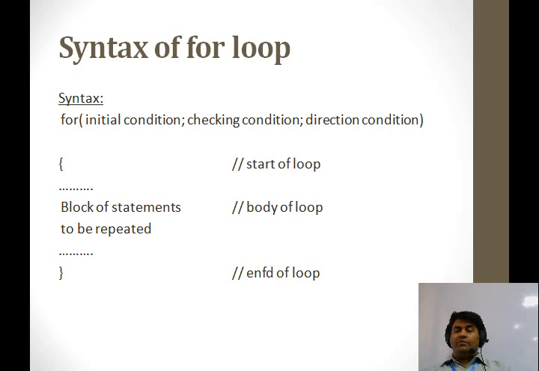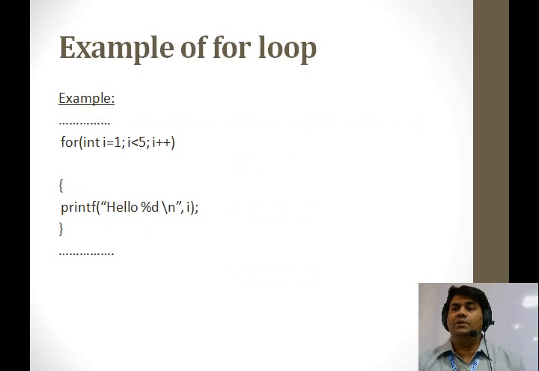As you can see there, a for loop, and within the brackets you have the initial condition, test condition and the direction condition. The loop starts from the curly brace open, and it ends at the curly brace closed, and in between these braces there is the block of statements which you want to repeat. So this block of statements will be repeated based on the checking condition, initial condition and the direction condition. Let's see an example of for loop.